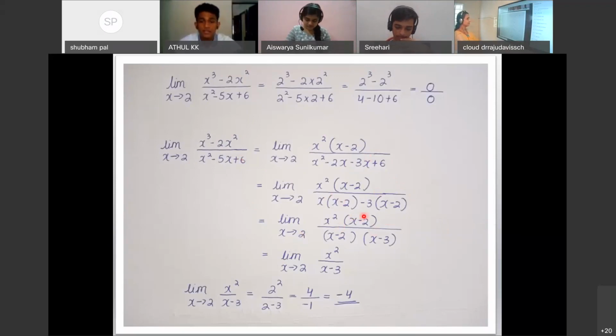Now it is very clear that x minus 2 and x minus 2 will get cancelled. So the limit is factorized to limit as x tends to 2 of x square by x minus 3. Now again we must substitute 2 in the factorized limit, and we get 2 square by 2 minus 3, which is equal to 4 by minus 1, which is equal to minus 4. So that's the end of the second question.